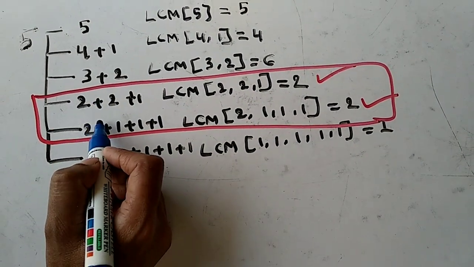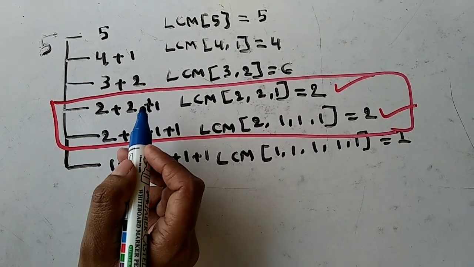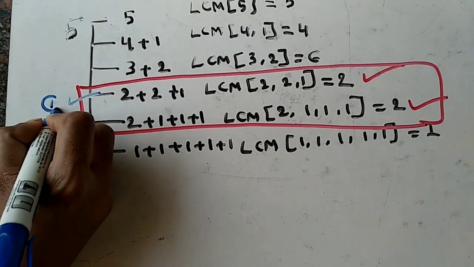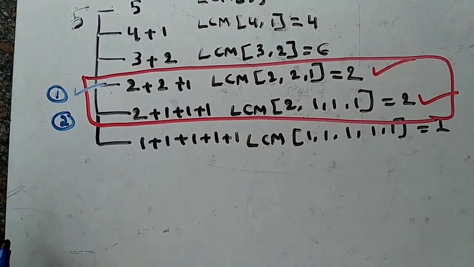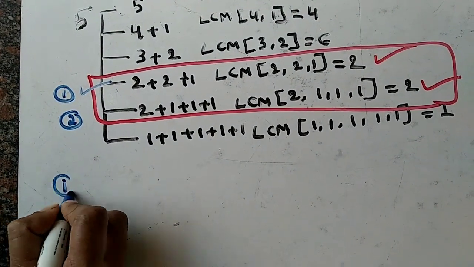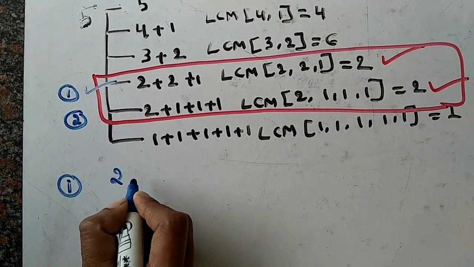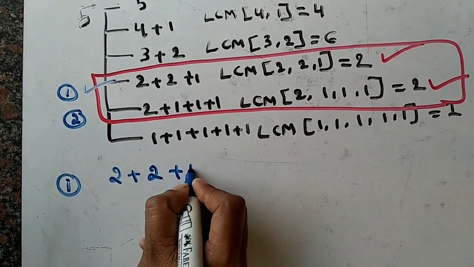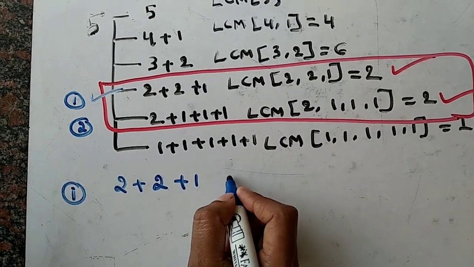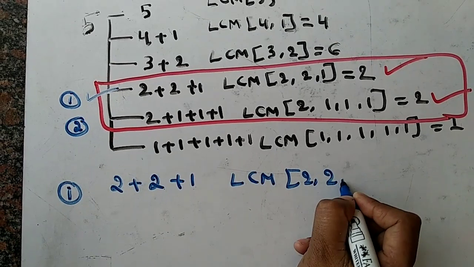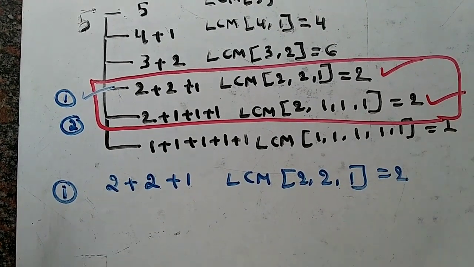You have to put these values separately into our formula. First I am going to take this one, and second this one. In the first one, just write it here, because this will help you and make it easy. So this is the LCM of 2, 2, 1, which gives you 2.